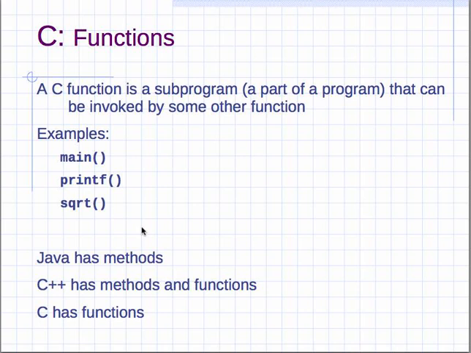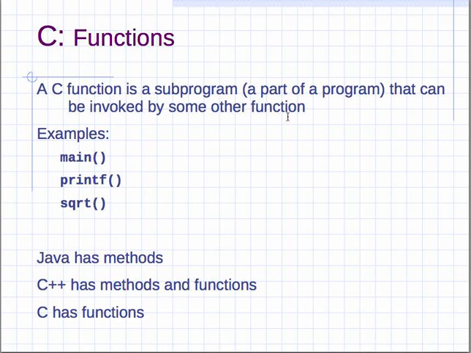So the structure of C is pretty flat compared to Java and C++ and C#, in that functions are all at one level, whereas if you have something like Java or C++, you can have methods inside classes, and then you can have inner classes and so on. There's none of that in C. It's much more flat.